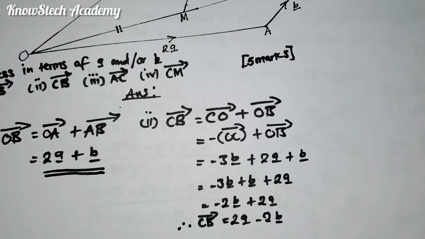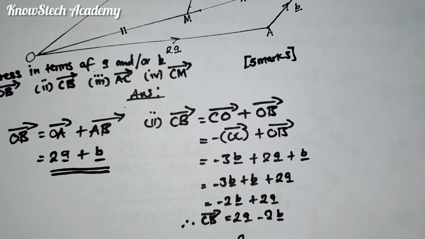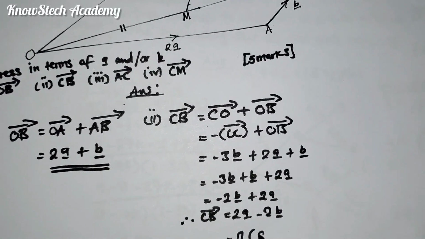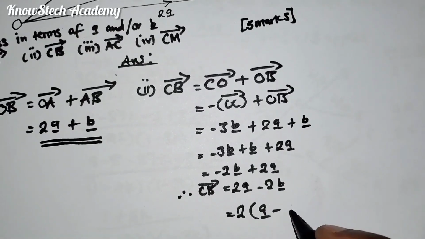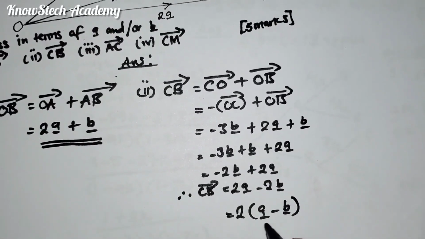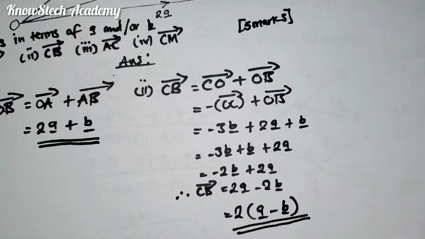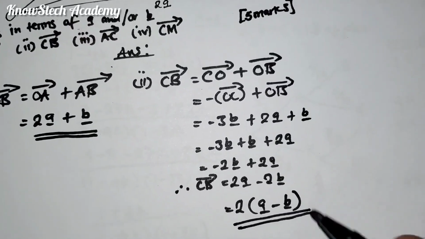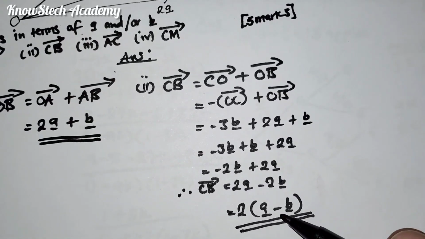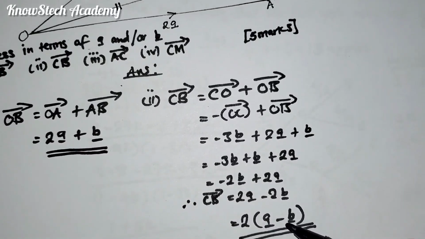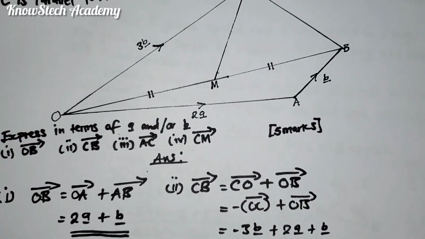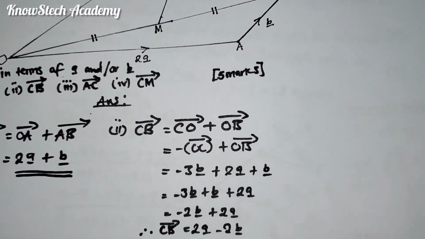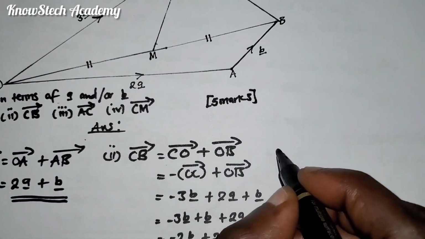So we can factorize this one. Common factor is 2, open bracket, 2 into 2 remains vector A, minus 2 into 2 remains vector B, and this is the answer. So this is the expanded one, this is the factorized. Alright, so we found vector CB. Let's go to the next question, where we're asked to find AC.